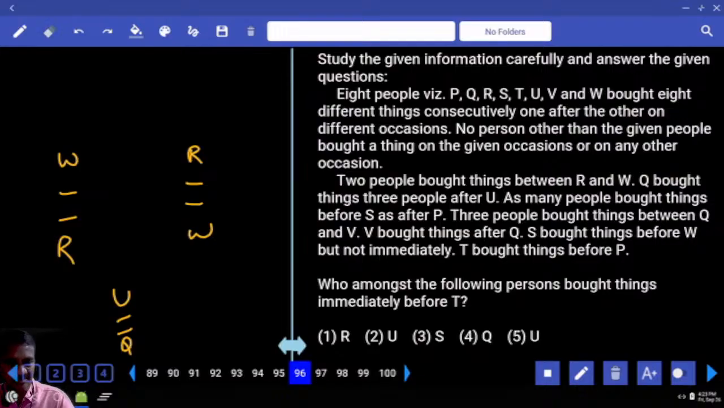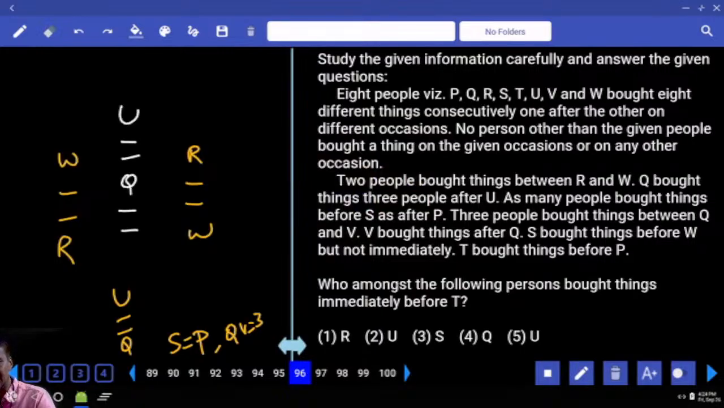Then as many before S as after P. S and P same. And 3 people between Q and V. Between Q and V there must be exactly 3. V bought after Q. Now U is here, then 1 to Q is here, V is 3 after this one, and 3 people bought between V and Q. 1, 2, 3, 4, 5, 6, 7, 8.